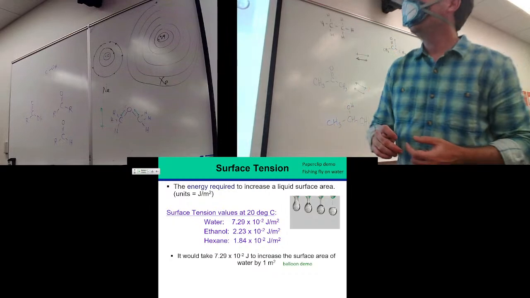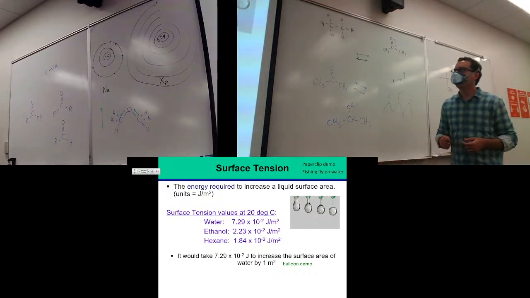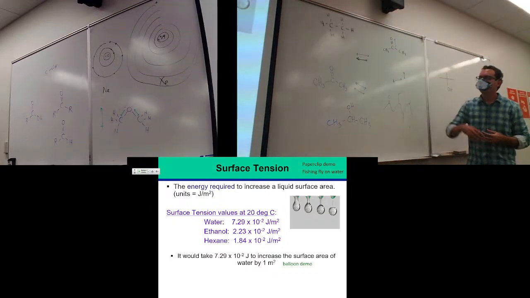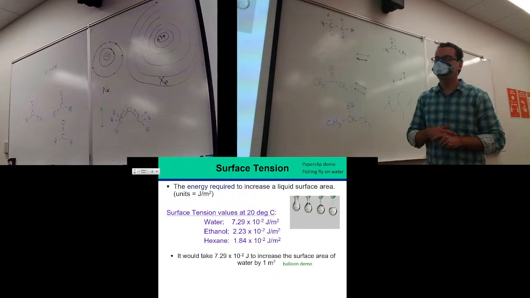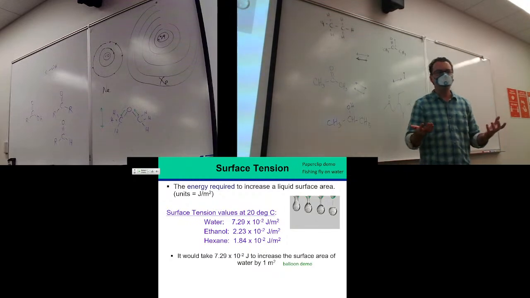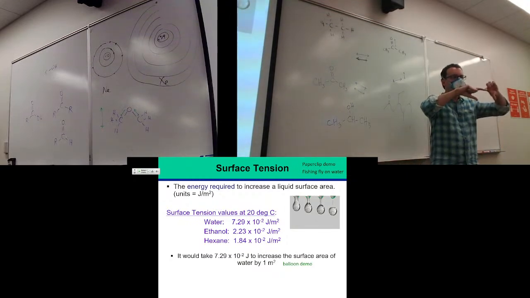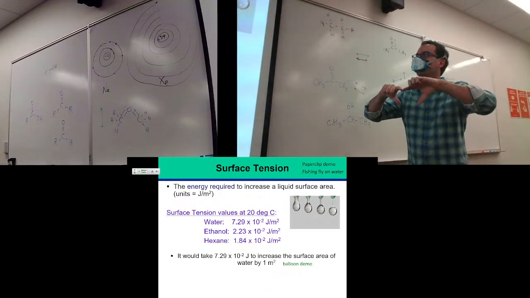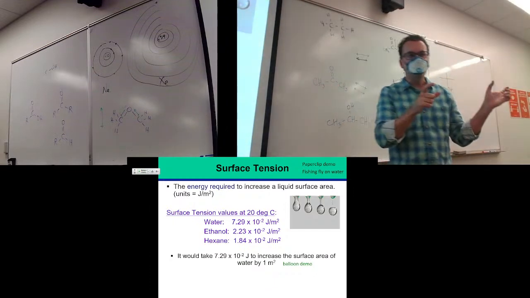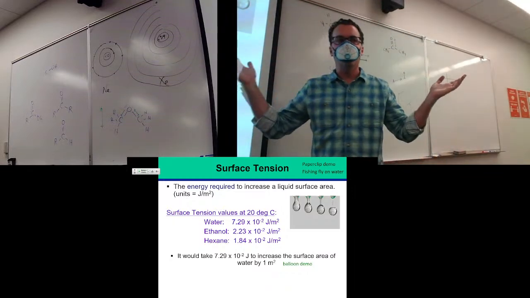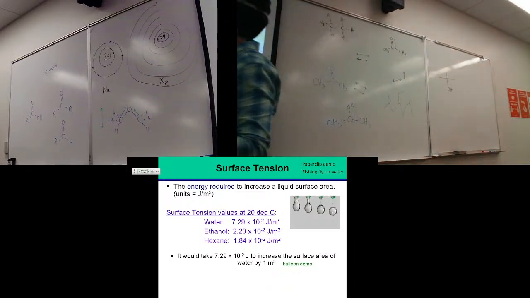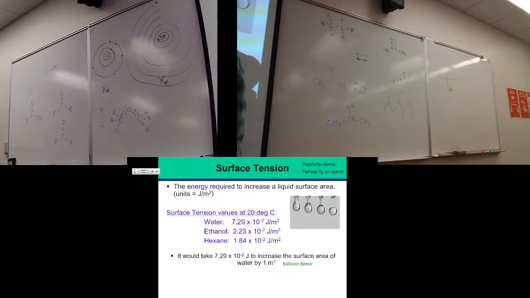So if we look at some different surface tension values, there's water, ethanol, hexane. I think you can see a trend, because we know that water is going to have very strong IMFs. It's got 2 OHs, double the hydrogen bonding. Ethanol has only 1 OH. And then hexane doesn't have any hydrogen bonding. It's nonpolar. And so the surface tension values are going down.